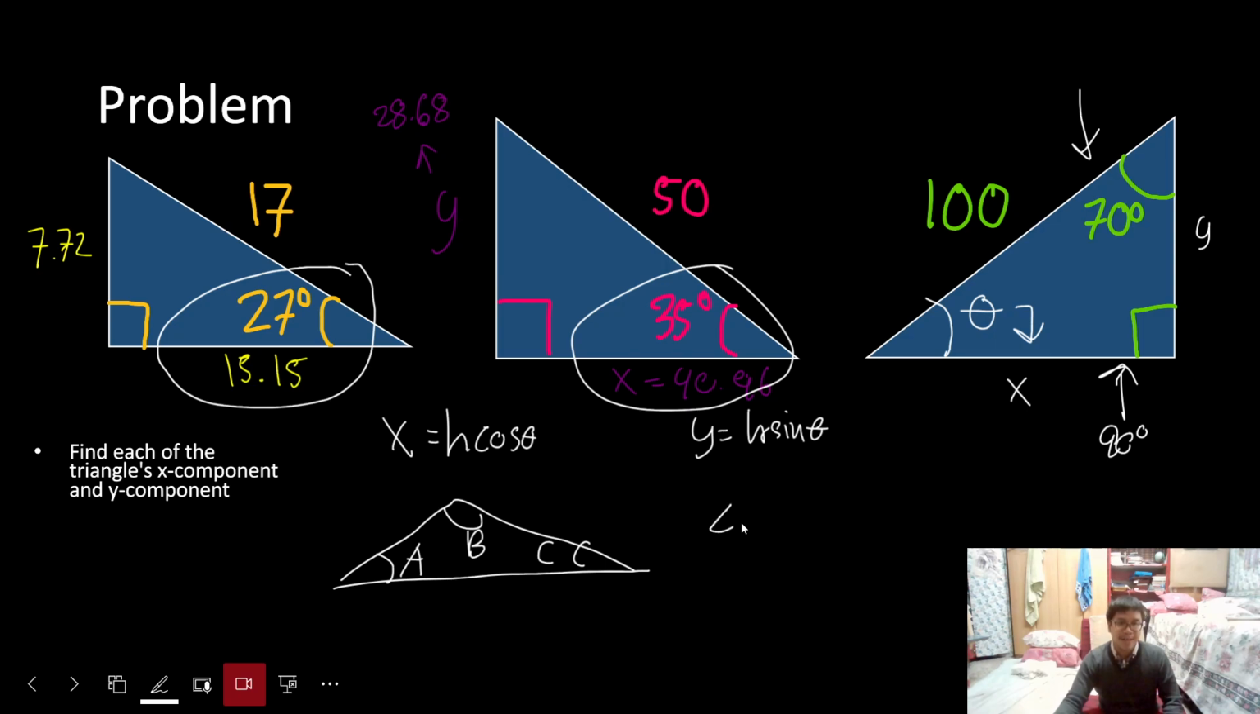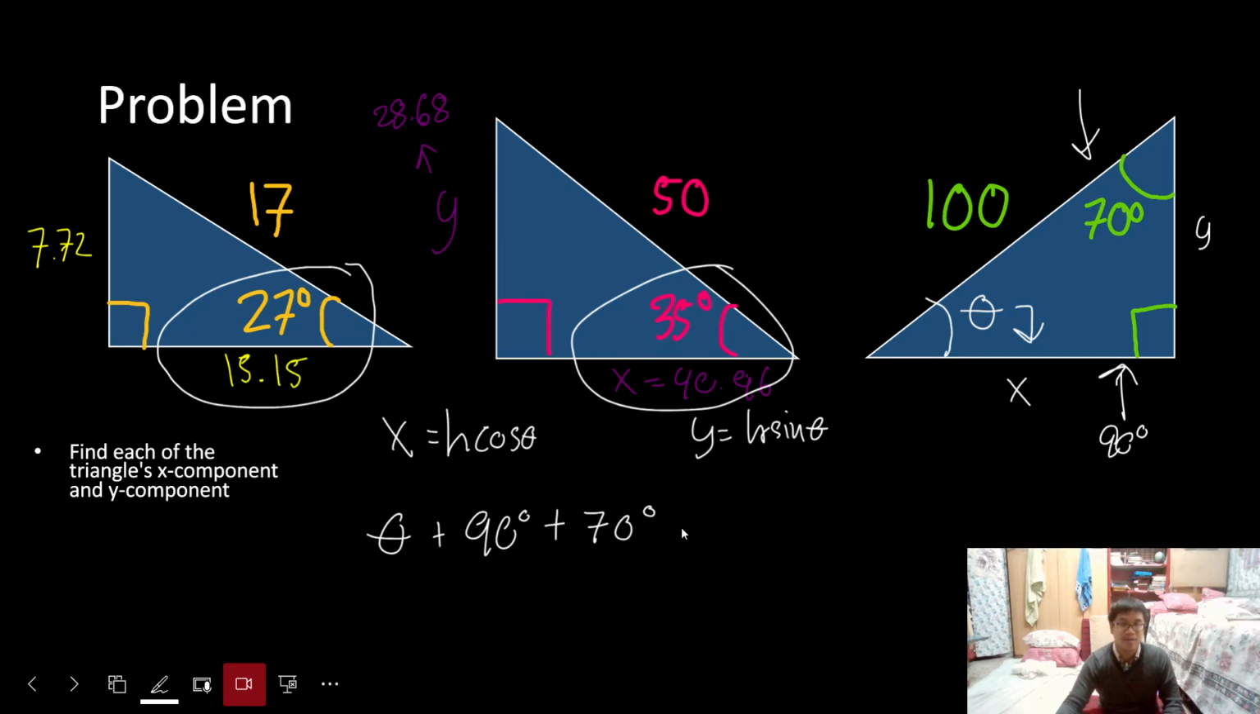If you add them, angle A plus angle B plus angle C, it will always sum up to 180 degrees. We can relate that to our given problem. Here we have the missing angle, theta, plus the right angle, 90 degrees, plus the angle here, which is 70 degrees. Again, it should sum up to 180 degrees, so we can use this equation to find our missing angle.